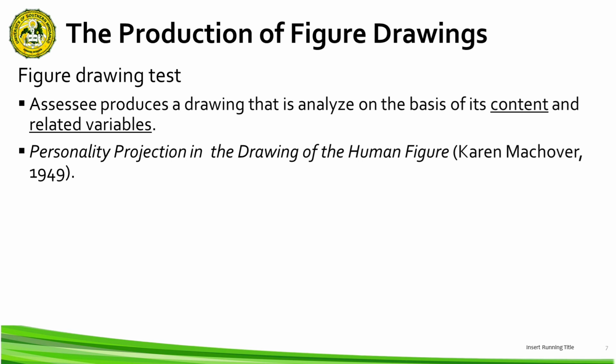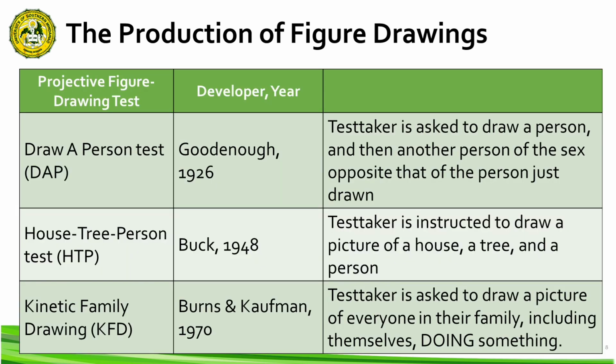So we have here six projective figure drawing tests. Number one is the DAP test or Draw a Person test. It was developed by Goodenough in 1926. In the DAP test, the examinee is given a pencil and a blank sheet of paper and told to draw a person.